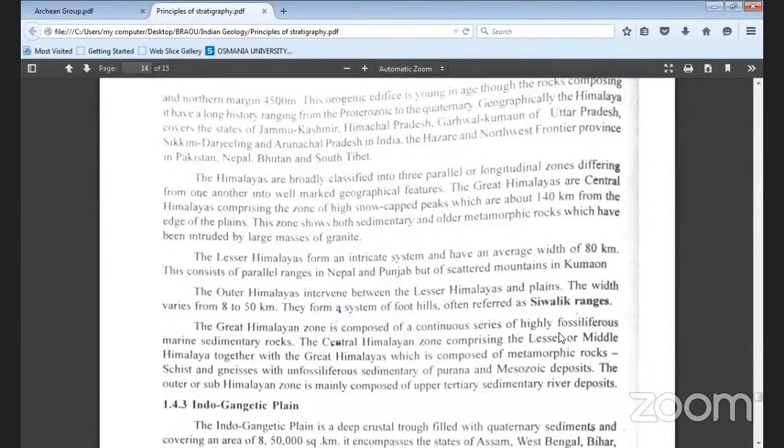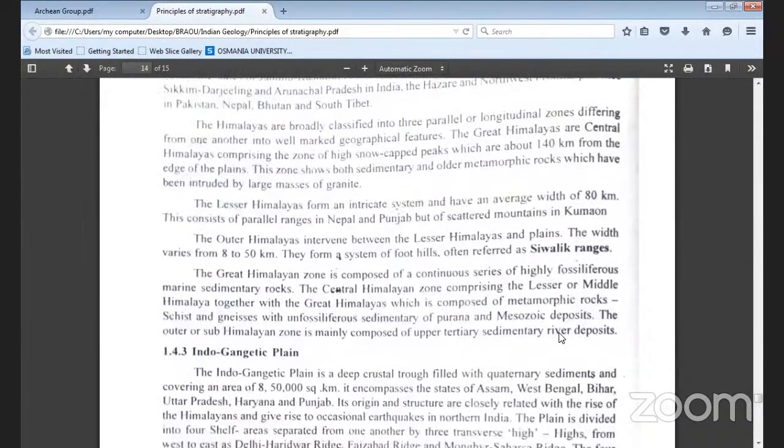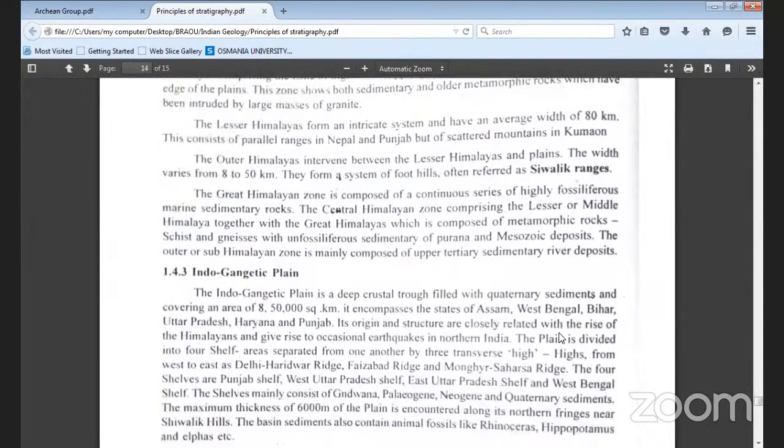The Greater Himalayan zone is composed of a continuous series of highly fossiliferous marine sedimentary formations. The central Himalayan zone consists of the Lesser or Middle Himalayas together. It is composed of metamorphic rocks like schist and gneiss, along with unfossiliferous sedimentary formations.